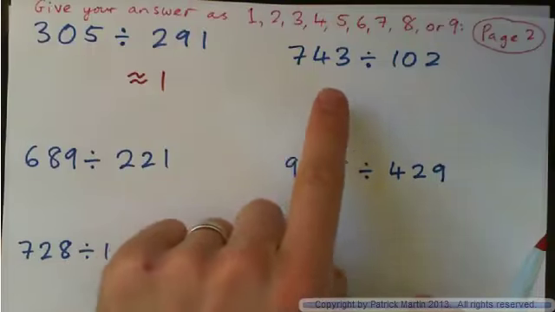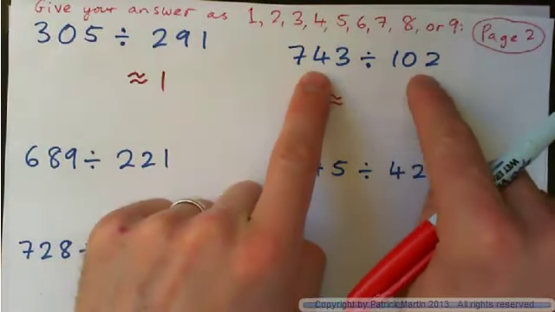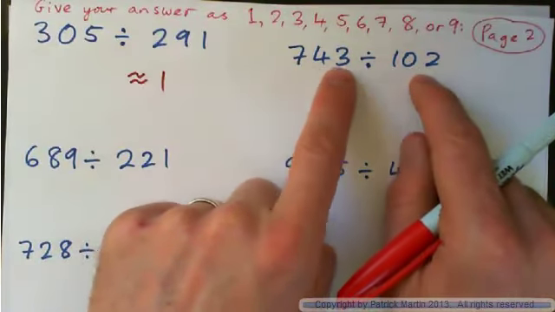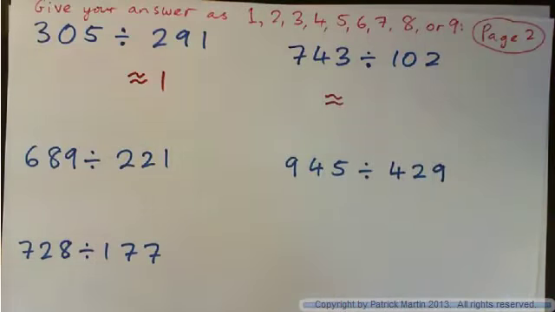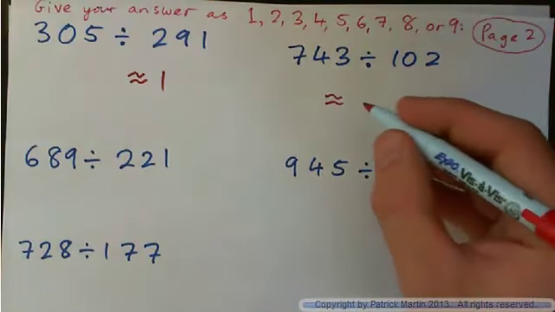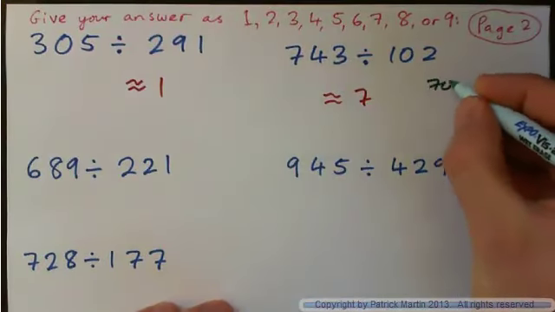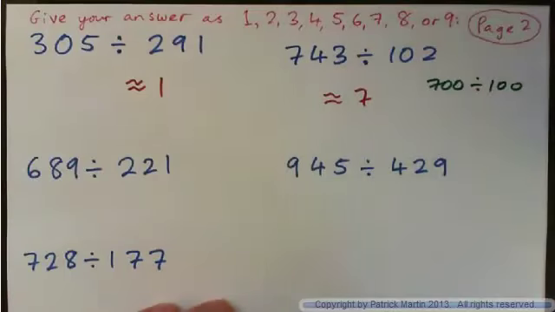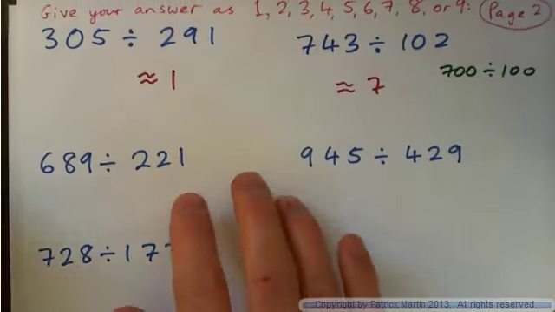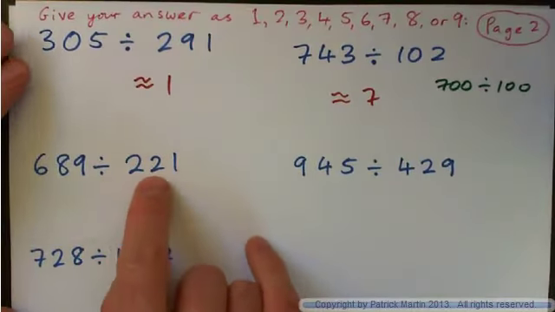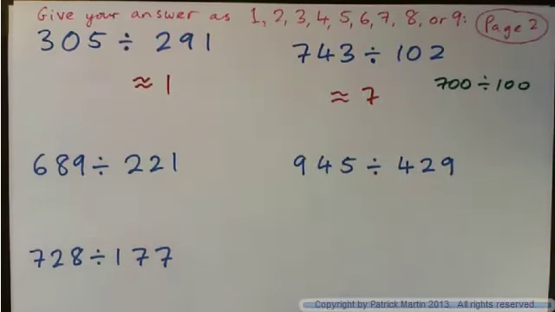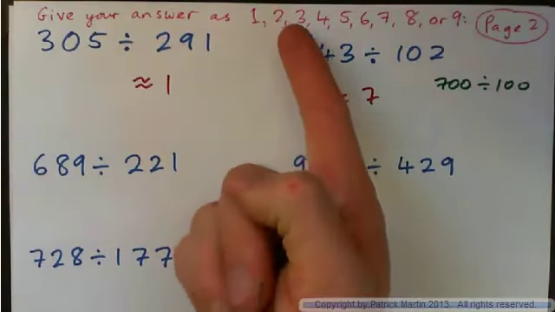Well, you think this is basically 700, and this is basically 100. So 700 divided by 100 is about 7, right? So what about this one? How many 221s do you think are contained in 689? Give your answers 1, 2, 3, 4, 5.